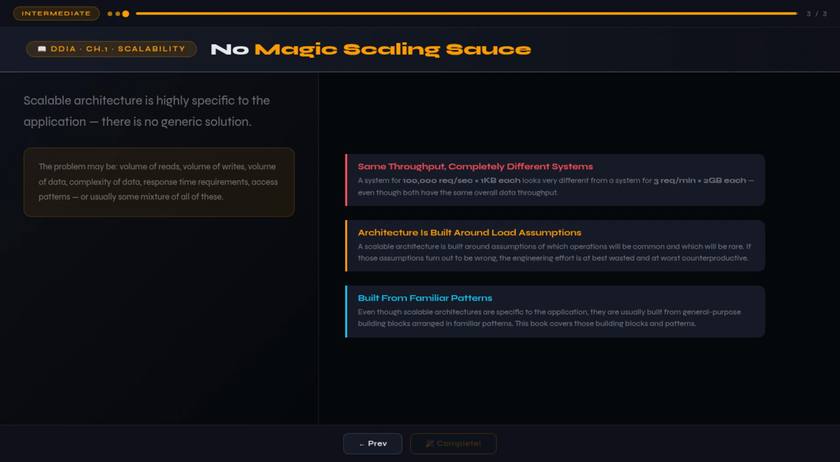Your bottleneck might be read volume, or write volume, or the amount of data to store, or the complexity of that data, or your response time requirements, or your access patterns, or, most commonly, some mixture of all of these. To feel the difference, a system handling 100,000 requests per second where each request is 1 kilobyte looks completely different from a system handling 3 requests per minute where each request is 2 gigabytes, even though both systems have the same total data throughput. Same throughput, completely different architecture.